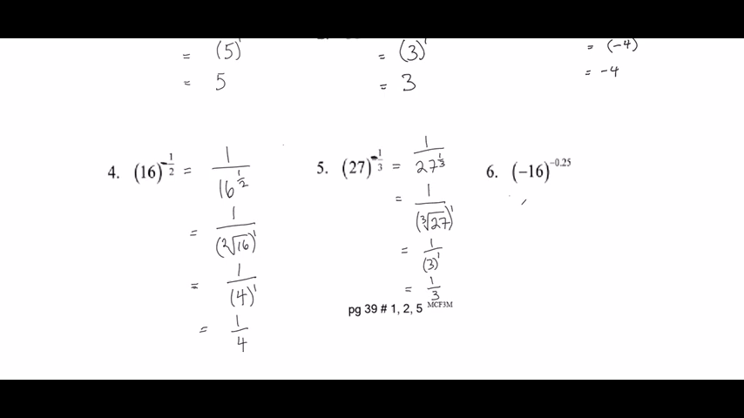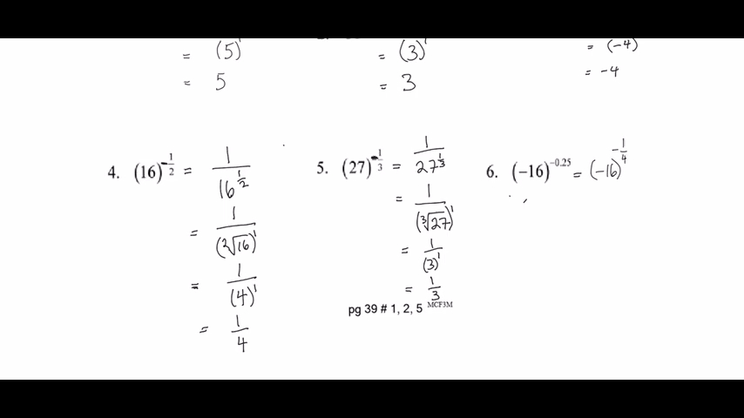Sometimes I'm a jerk, and I'll give you problems that look like this. You know that 0.25 as our exponent on this problem, negative 16 to the negative 0.25, is really, well, 0.25 is just 1/4. So we're actually going to punch that in our calculator. We got negative 16 all raised to the negative 1 over 4.